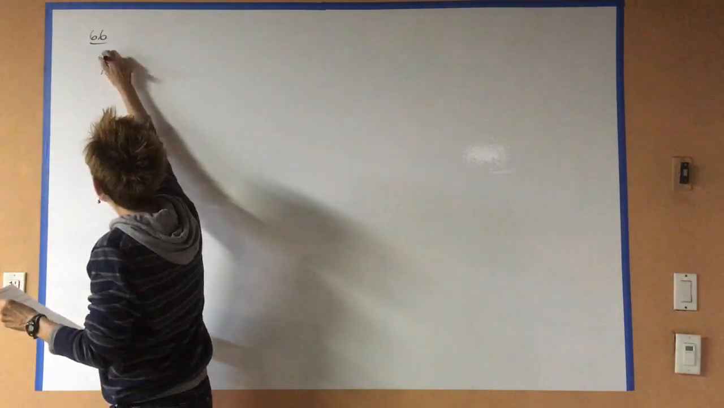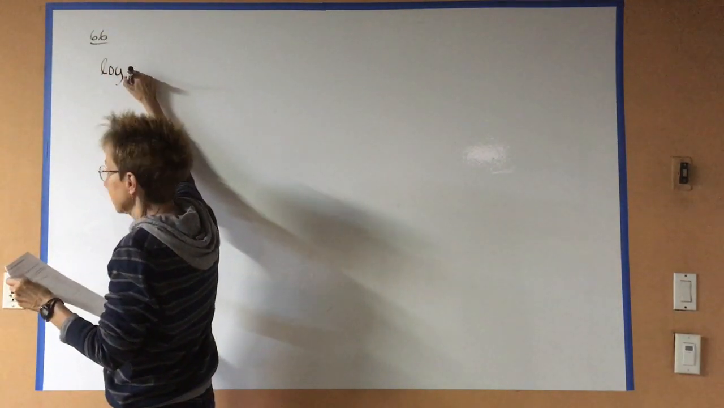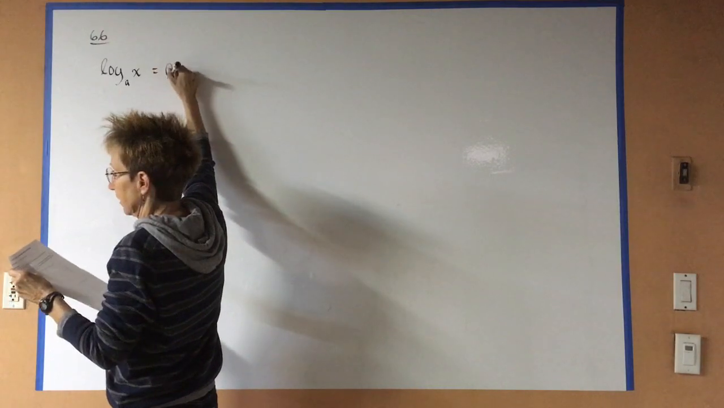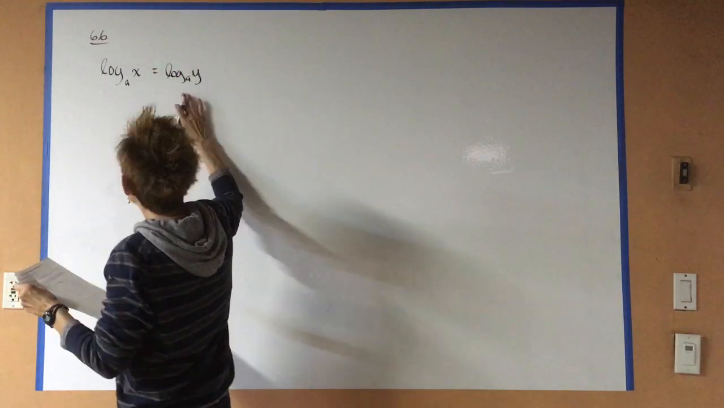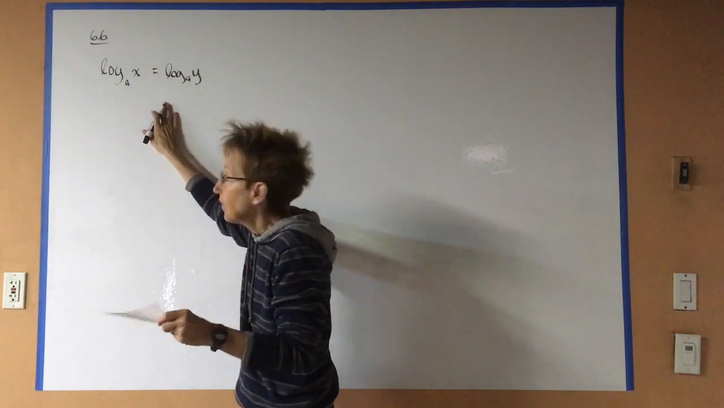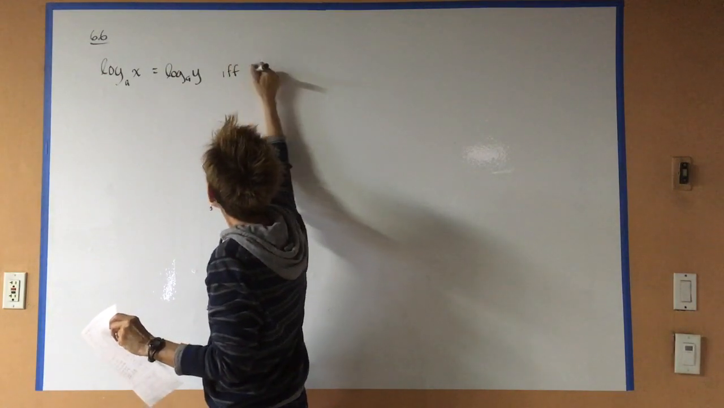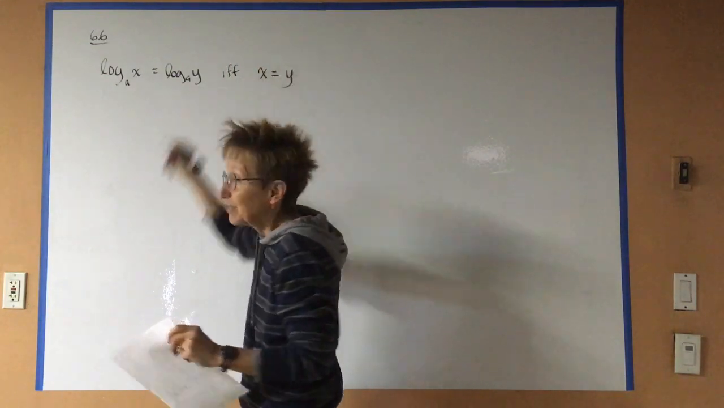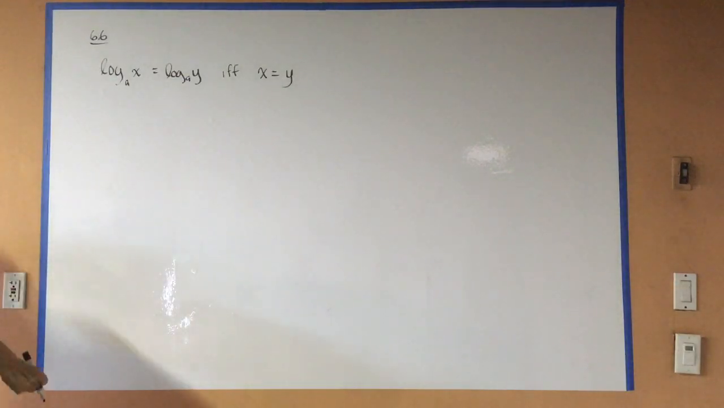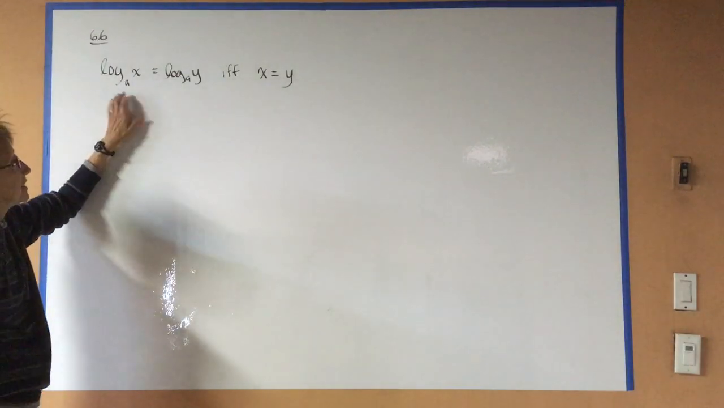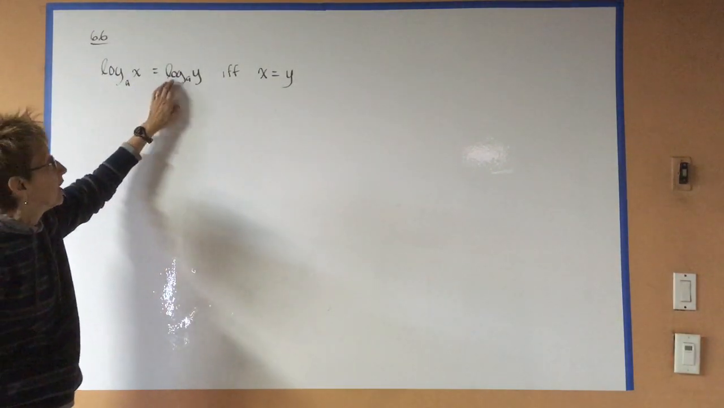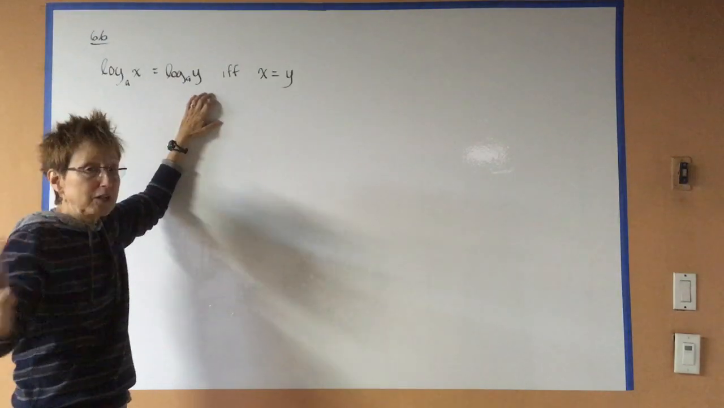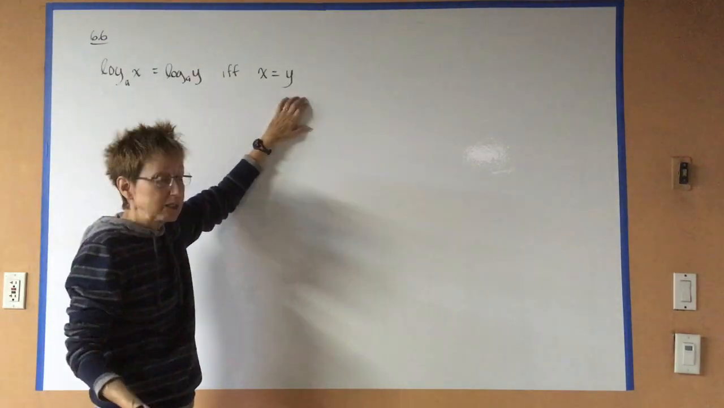So in other words, if I have 2 logs that are equal, that have the same bases, then their arguments must be equal to each other. It only makes sense. If I have log base 10 of x and it's equal to log base 10 of y, then the arguments must be the same. The x must equal the y.